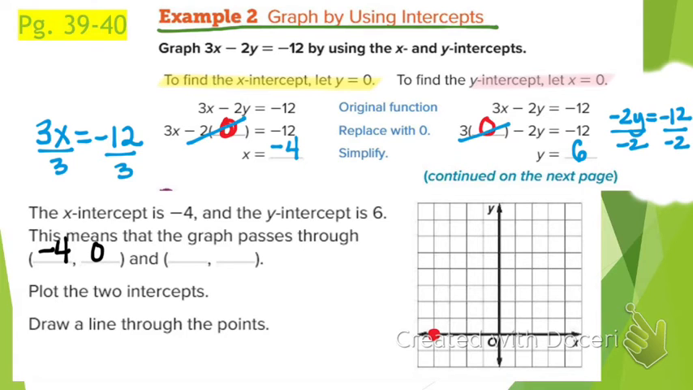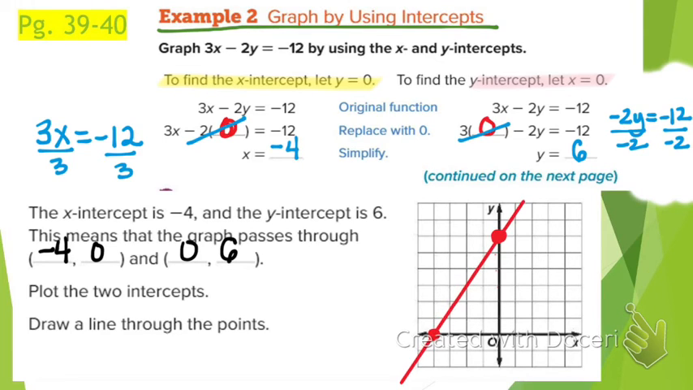And my y-intercept is at 6. So would I write that as 6, 0 or 0, 6? 0, 6. Good job. So count up to 6 and then connect with a line. 1, 2, 3, 4, 5, 6. And then you would just draw a line that goes through both of those points.